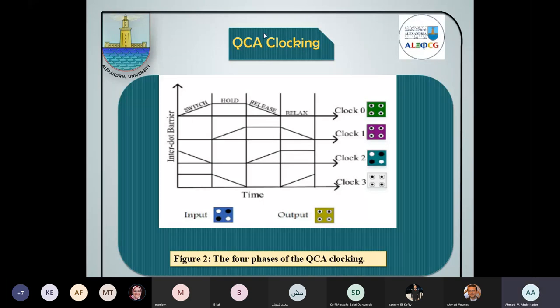The green color represents clock 0, the purple color represents clock 1, the blue color clock 2, and the white color clock 3, while the input cell is in this color and the output cell is in yellow.